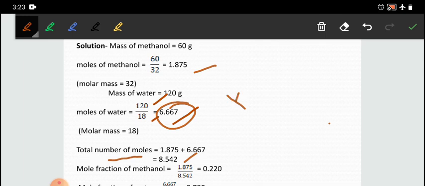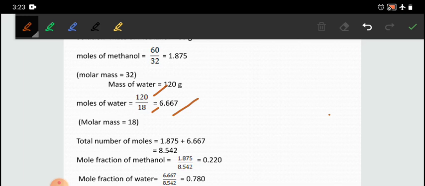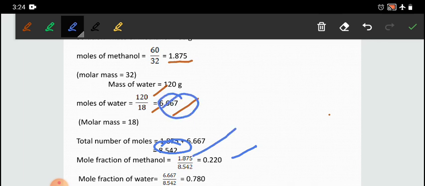So now we have to calculate the mole fraction of methanol, Xa, and Xb, the mole fraction of water. To do this, I am going to divide the moles of methanol by the total moles. I will get the mole fraction of methanol. Similarly, if I want to calculate the mole fraction of water, it will be moles of water divided by the total moles. It will be 6.67 divided by 8.542. I will get 0.780. So this is the method to calculate the mole fraction of any component.